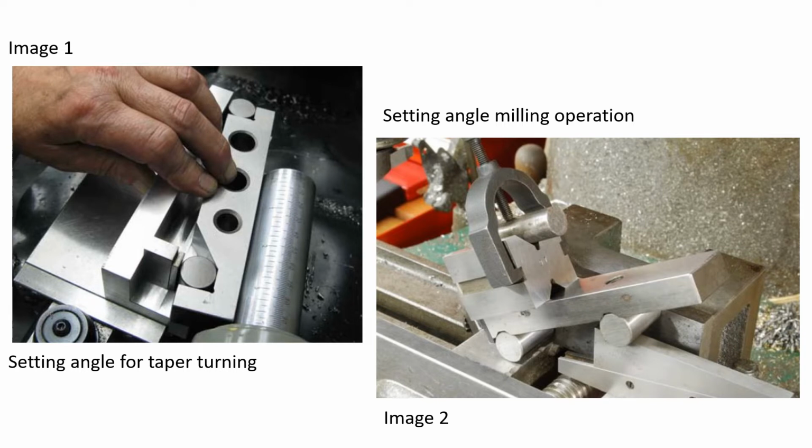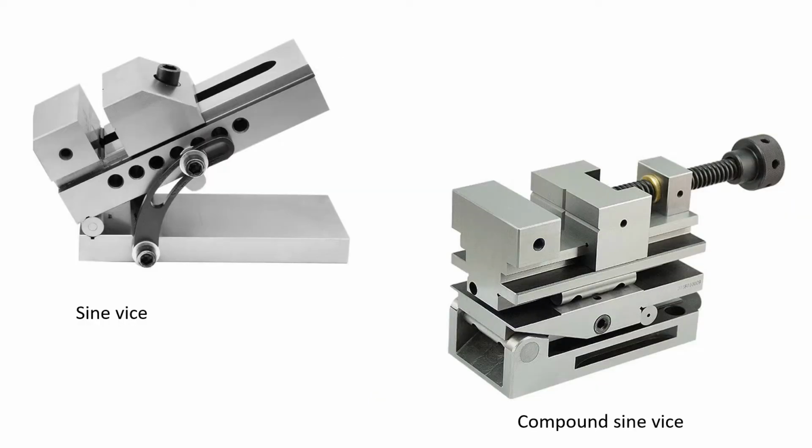Here on image 1, we can see the angle being set for a taper turning attachment on a lathe. On image 2, we can see a setup for an angle milling operation. Many work holding devices and measuring devices utilize the same principle as a sine bar. For example, we have a sine vise and a compound sine vise.